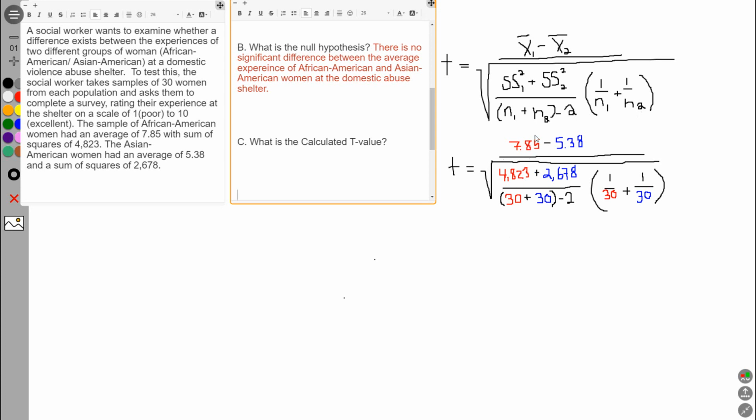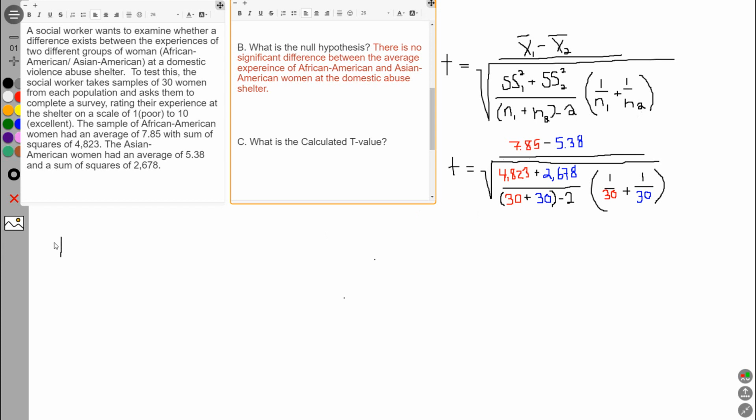I even color coded it for you. So here's X bar 1. This was the African American women. Okay, here's X bar 2. Again, this is the Asian American women, the sample of. Okay, and then of course we have over here the populations again. This is really not difficult once you've lined everything up. So we're just going to go through it now.